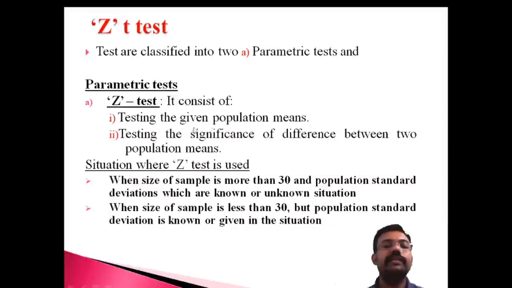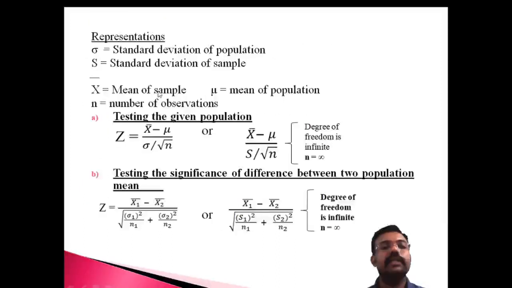One is the given population, another one is the significant difference. That means two sample groups. The first situation, and this is the formula: x bar minus mu divided by sigma by root n, and the degree of freedom, which is very important, is n is infinity. And the second situation, significant difference, there is x bar 1 and x bar 2, and there are 2 standard deviations and 2 sample means, and the degree of freedom is always infinity. And what is the representation? Sigma is the standard deviation of population, S is the standard deviation of sample, x bar is the mean of sample, mu is the mean of population, n is the number of observations.